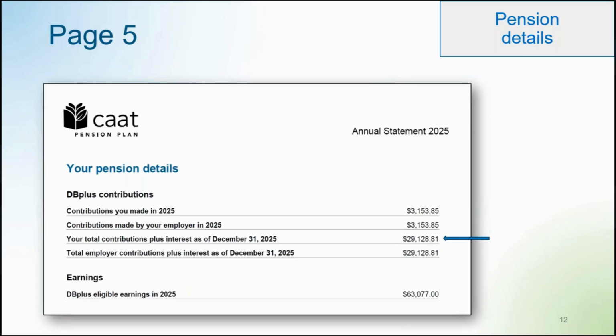Then it shows Christina's contributions plus interest as of the end of 2025, which is $29,128.81. And finally, the employer contributions plus interest as of the same date, which is $29,128.81.